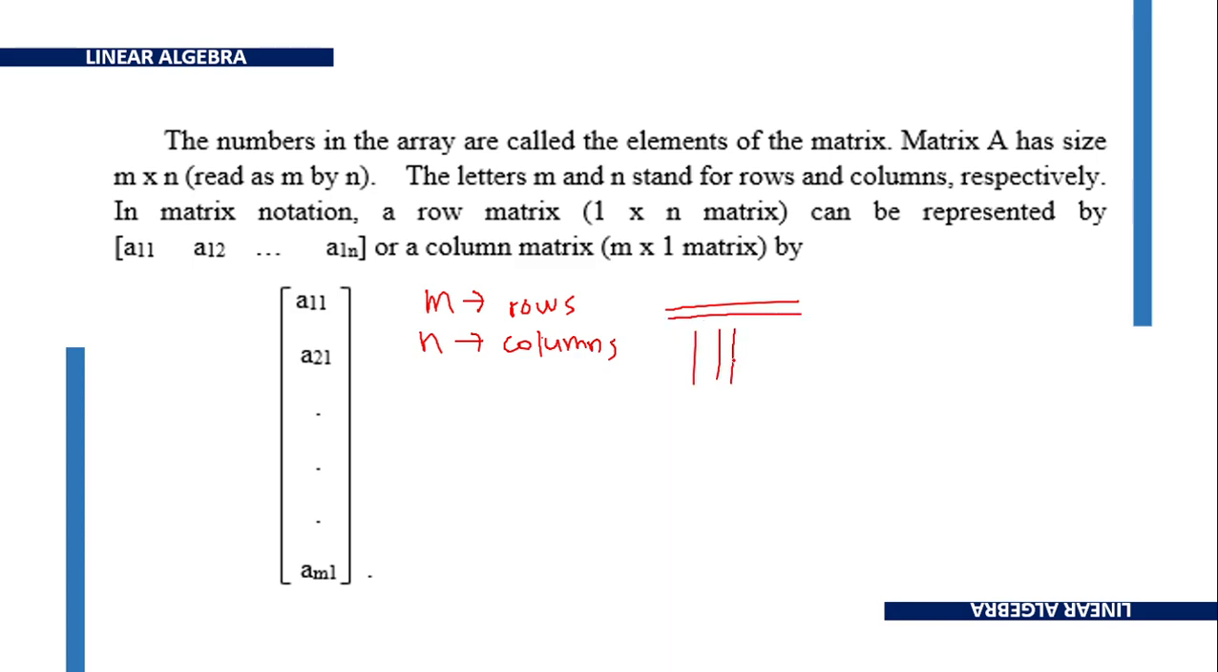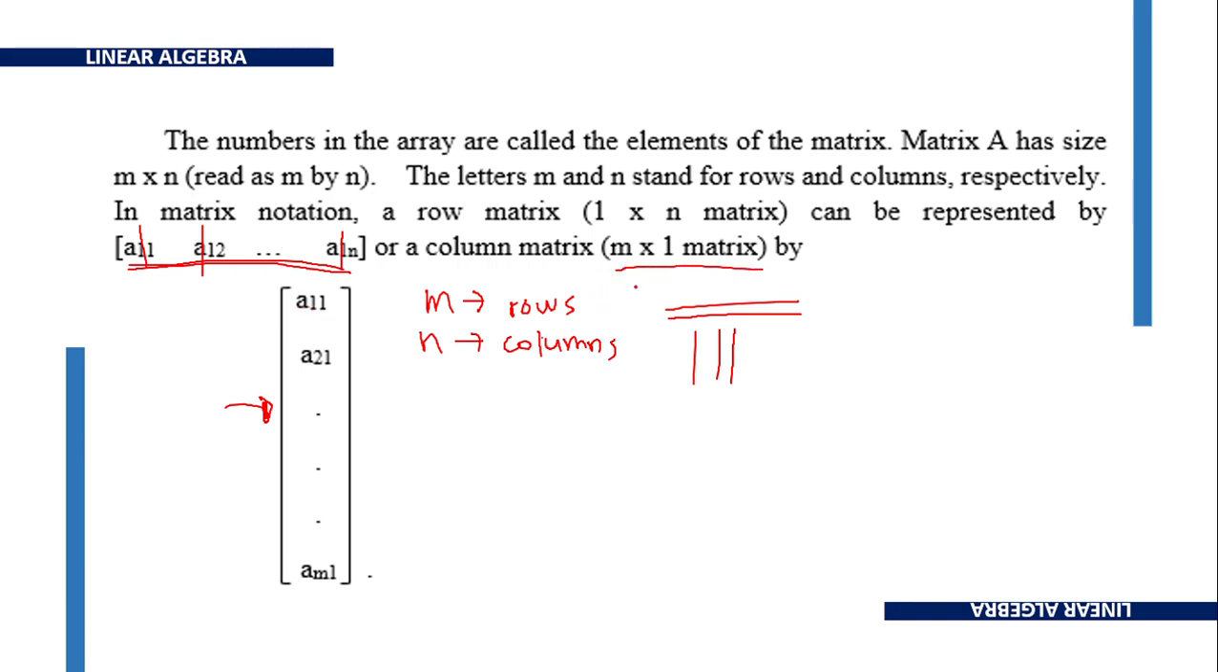Okay? In matrix notation, a row matrix or 1 by n matrix can be represented by this. So this is our 1 by n matrix. Since we have one row, as you can see, we have n columns. Or a column matrix, m by 1, represented by this. So this is our column matrix or m by 1 matrix.